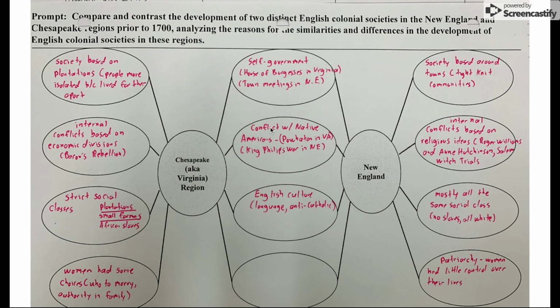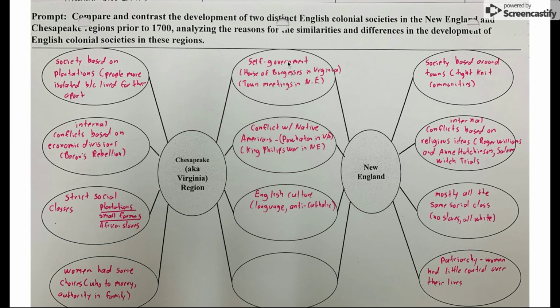Both also share a conflicting relationship with Native Americans. You have the suppression of the Powhatan in Virginia, that's like Pocahontas and that kind of thing. And then King Philip's War in New England, which was the last major uprising of the natives. And after that point, the native resistance kind of ended. So the relationship between the people of the Chesapeake and the people of New England and the natives was one marked by conflict.